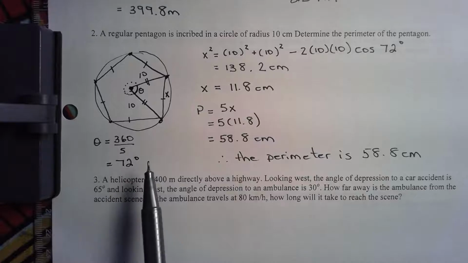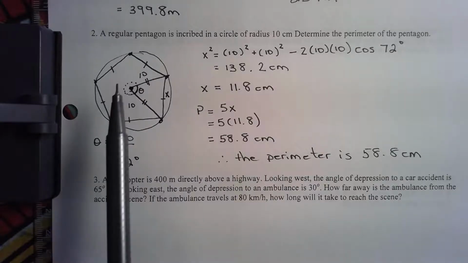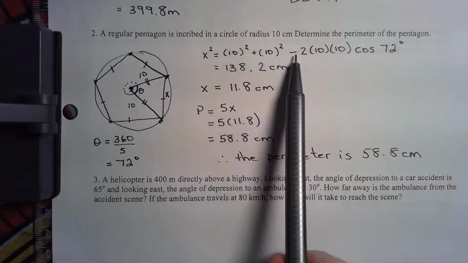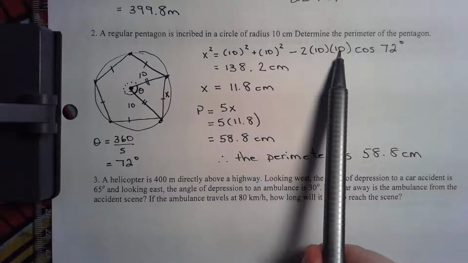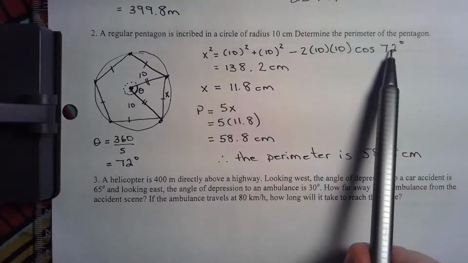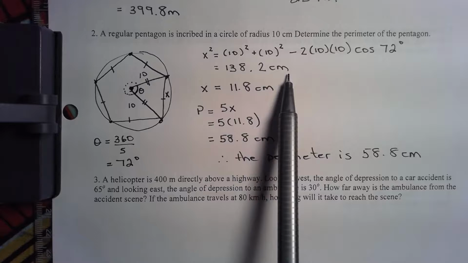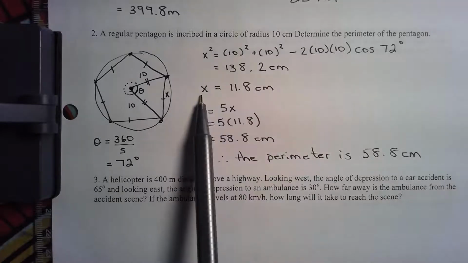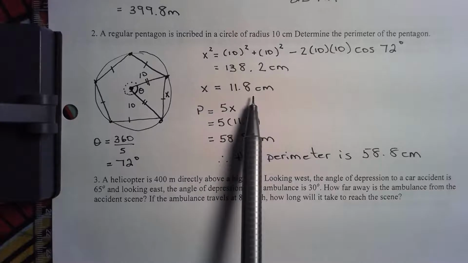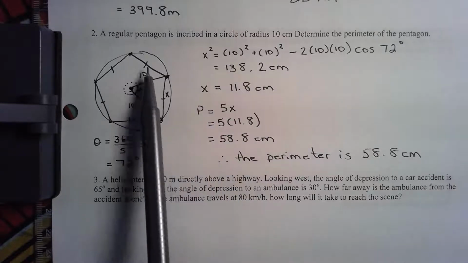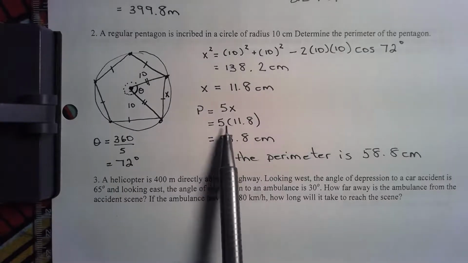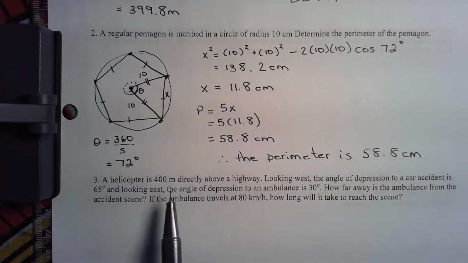So now we're going to use our cosine formula because we have an angle between two sides. So x squared is equal to 10 squared plus 10 squared minus 2 times 10 times 10 times cosine of 72 degrees. We plug that all in our calculator, we get 138.2 centimeters, but that's what x squared is. So we take the square root of that and we find out that x is 11.8 centimeters. So our perimeter is going to be all 5 of those sides, so 5 times x, which is 5 times 11.8, or 58.8 centimeters. So therefore the perimeter is 58.8 centimeters.